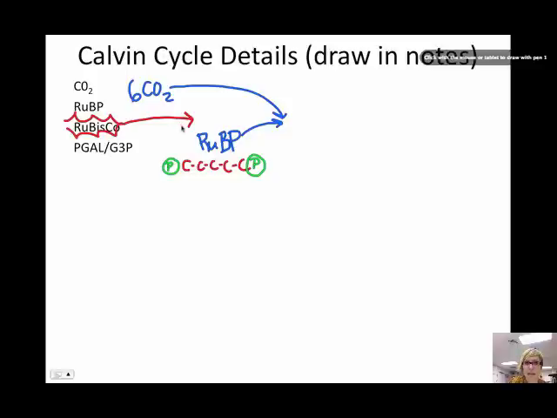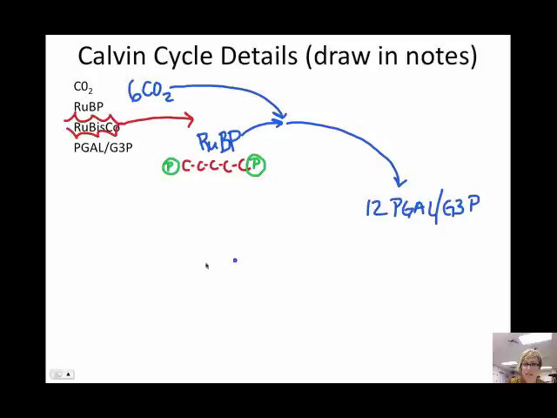And they together form 12 PGALs, or G3Ps. If you remember from learning glycolysis, PGALs are just a 3-carbon molecule with a friendly phosphate group attached to the end of it. That's phosphoglyceraldehyde, or glyceraldehyde 3-phosphate, G3P.